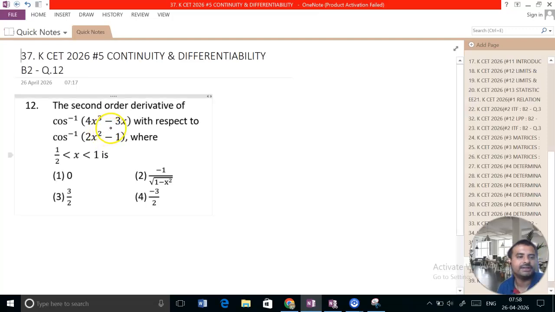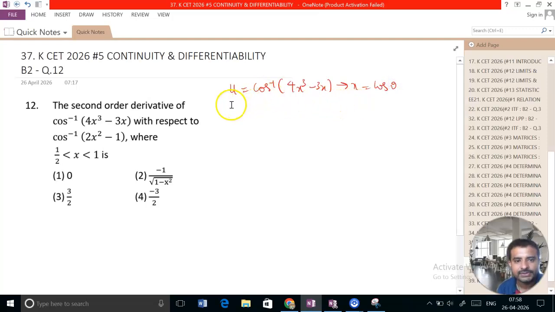So this is the derivative of parametric form. See here, if you consider u is equal to cos inverse of 4x cube minus 3x, here the substitution will be x is equal to cos theta. So your u will become cos inverse of 4 cos cube theta minus 3 cos theta.